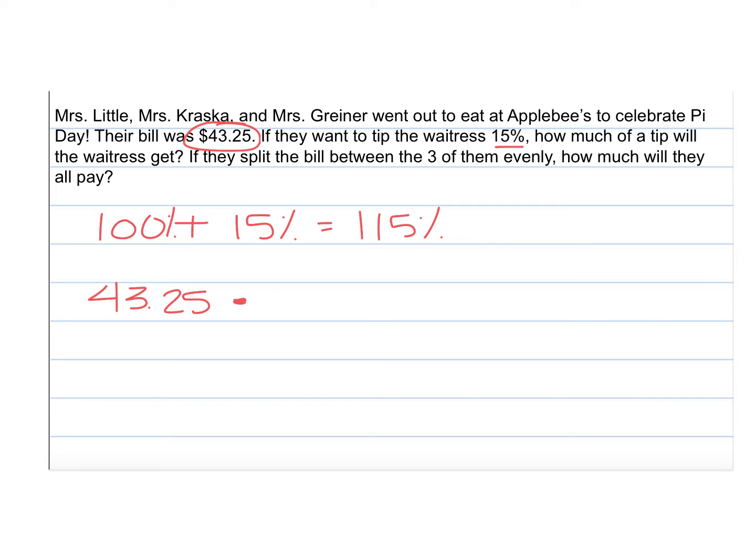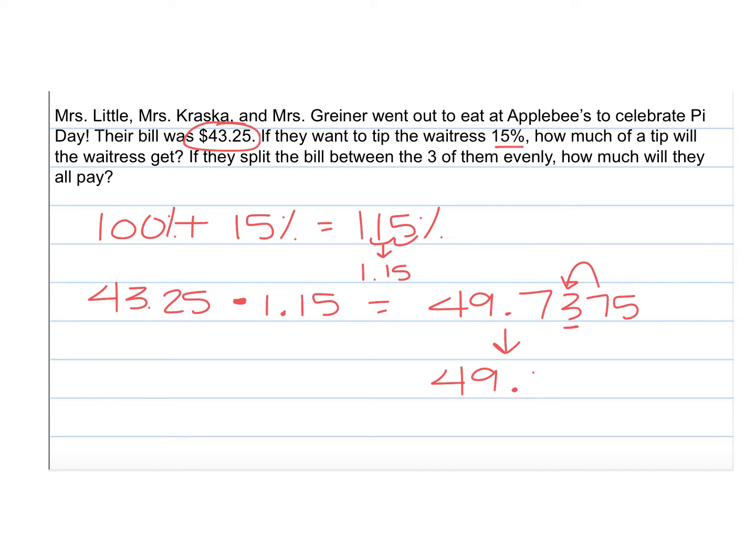So now let's take 43.25 times, this written as a decimal is 1.15 because we go over to the left too. So 43.25 times 1.15 is $49 and 0.7375. So I'm going to round that. This is what it says in my calculator. I'm going to round this to the nearest hundredth, which means, remember, the 7 tells me to go up, so 0.74.